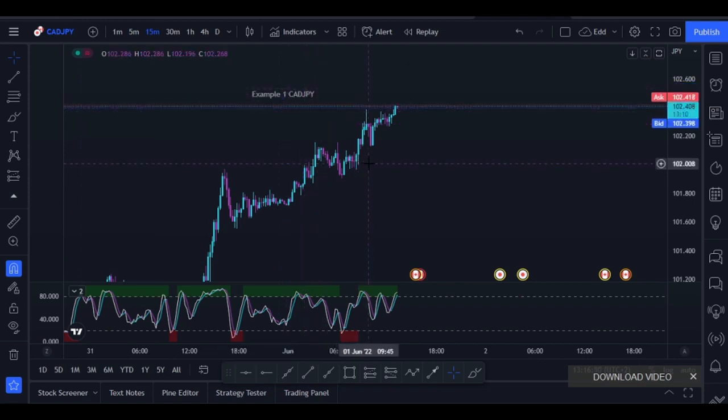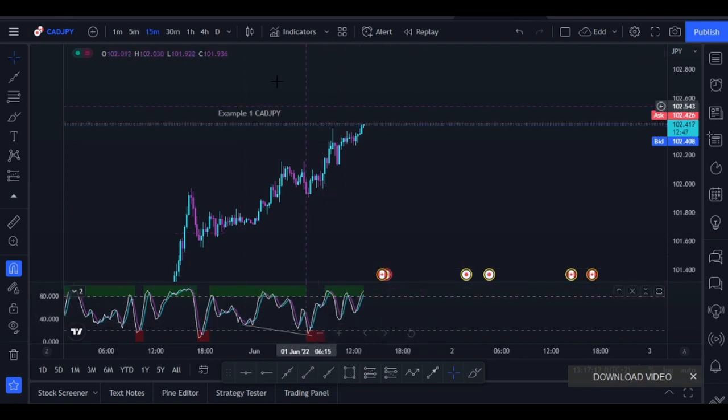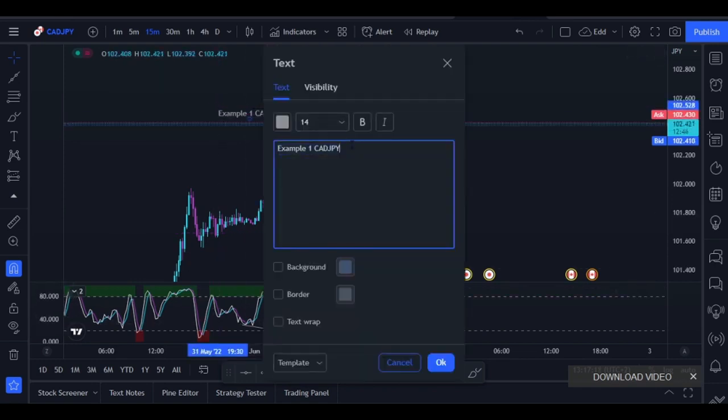Now the first thing we're going to look for is hidden divergence. I'm using a stochastic 533 that highlights every time the market is overbought or oversold, to help me quickly point out those areas where I want to draw my divergences. Here we're going to look for hidden bullish divergence.